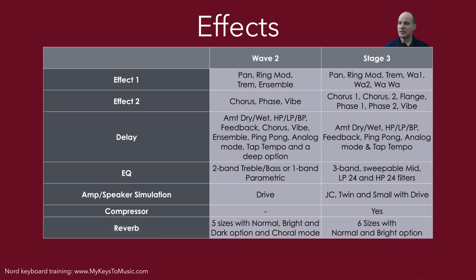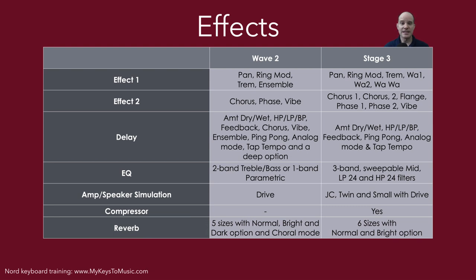Reverb, similar. They have a lot of similarities here. The Wave 2 has five different reverb sizes, normal and bright options, as well as a dark option. So in a sense, you could take 5 times 3, because you could have a particular size like hall as a normal, bright, or dark. So that's three options for each size. That'd be like 15 different combinations. You also do get an optional chorale mode.